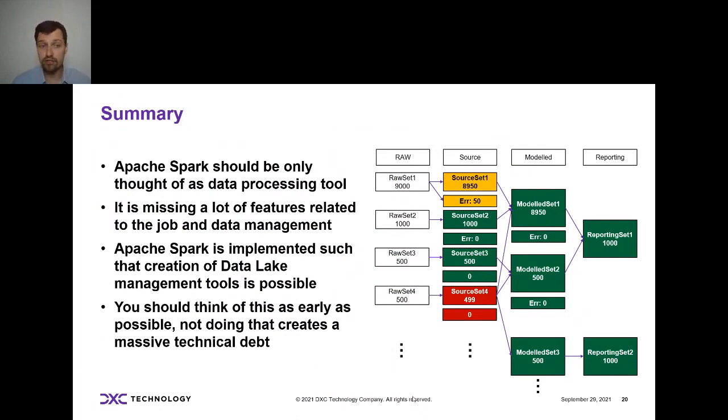So it's missing a lot of features related to job and data management, like quality assurance, like monitoring, like lineage catalog, data catalog, all these things. And in order to survive long term, you have to think about these as early as possible, because otherwise you accumulate so much technical debt that you will not be able to do any work. A lot of our customers come to us, to DXC, saying, hey guys, our platform is so poorly developed that our development team, which is maybe 15, 20 people, are constantly only handling tickets.